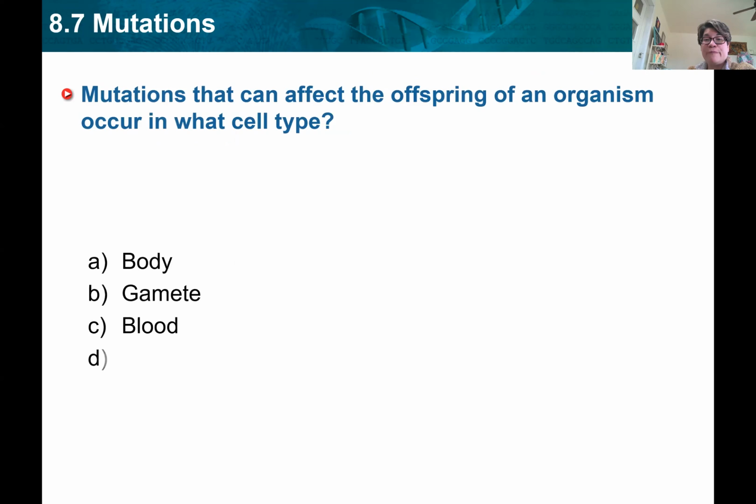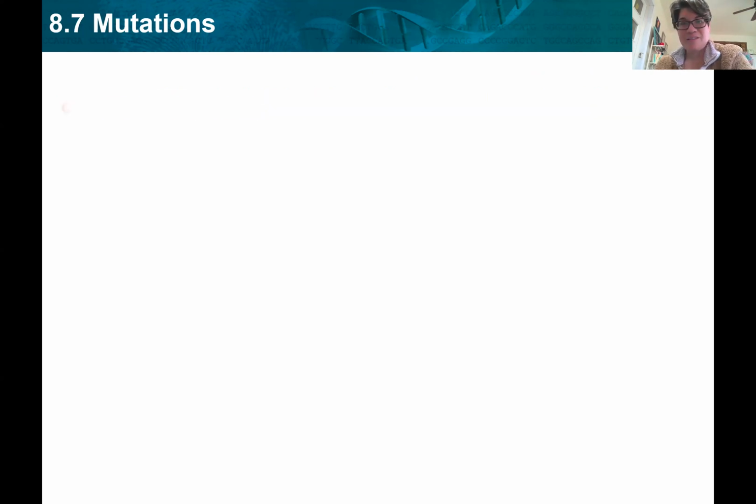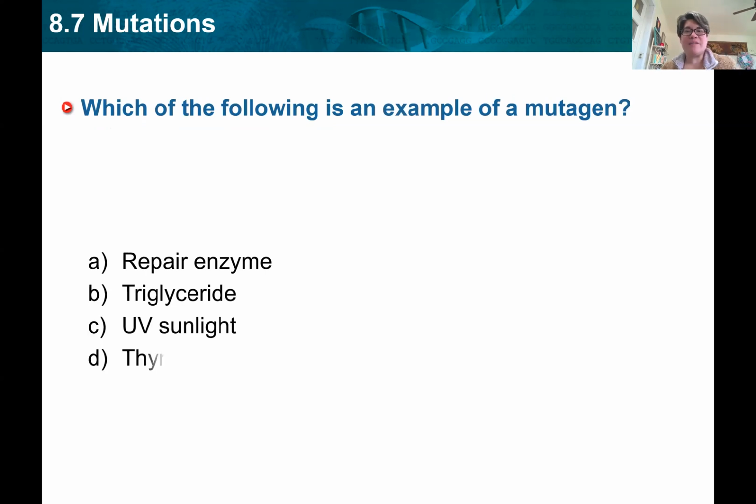Mutations that can affect the offspring of an organism occur in what cell type? So where are the mutations actually going to be passed down? And that would be in gametes. So that would be in your sex cells. And then which of the following is an example of a mutagen? Which is a substance, or something, that can cause a mutation. So it would be sunlight. Sunlight can cause a mutation. Okay, so that's all of it.